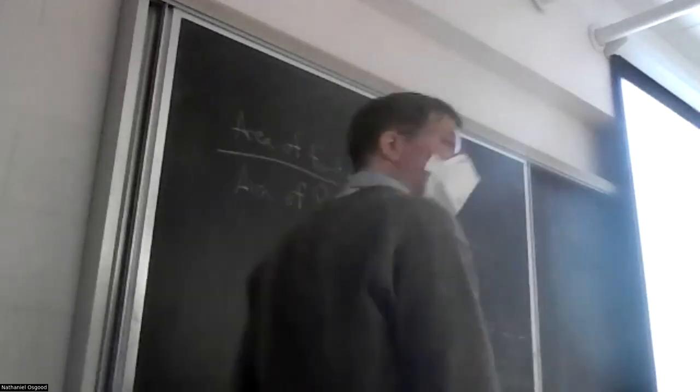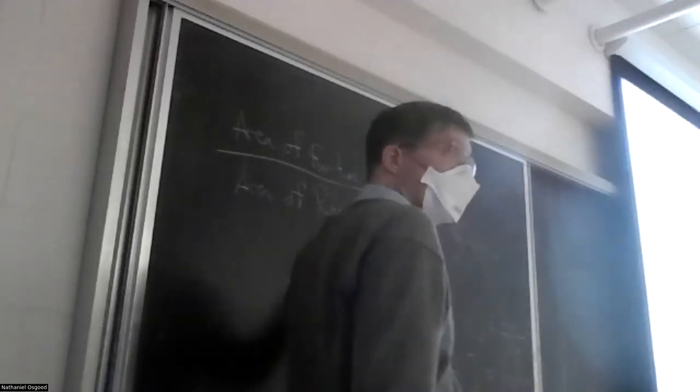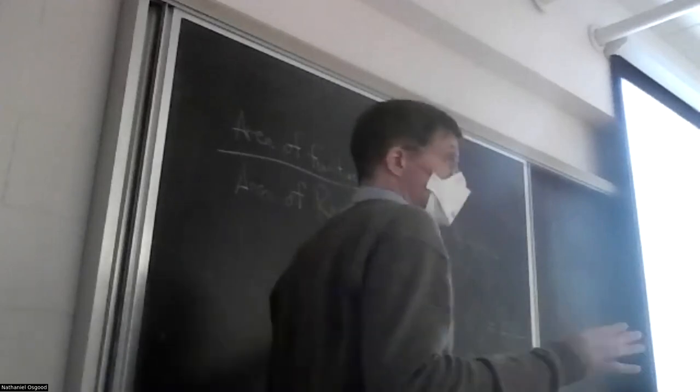Maybe this is something like 5 by 6 square meters, like 30 square meters for the room, and maybe half of it is covered by furniture, 15 square meters. So it's like 15 over 30 square meters in both cases, and they cancel. Do you understand that? So the fraction of the room that's covered by furniture is a dimensionless quantity. It doesn't matter what unit system we have. It's not going to change.